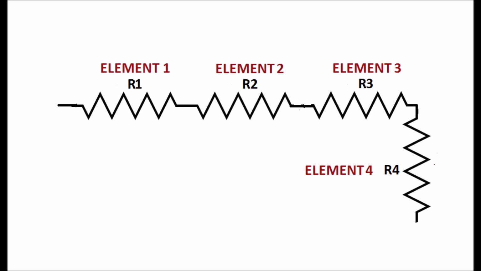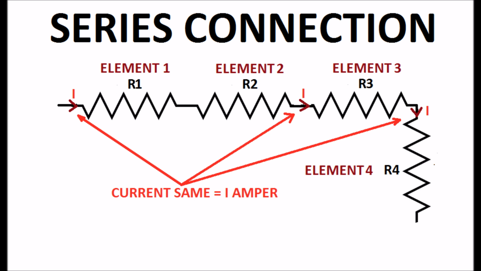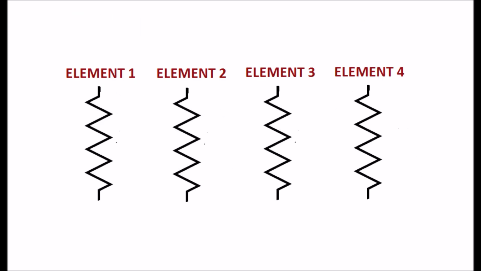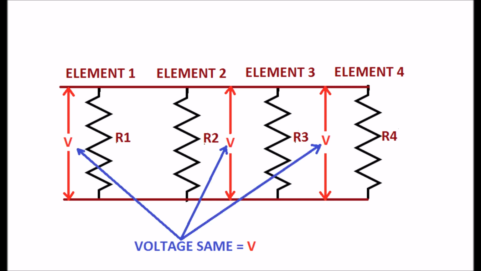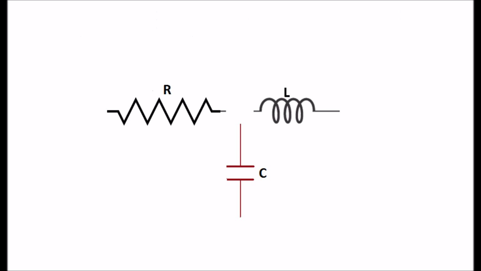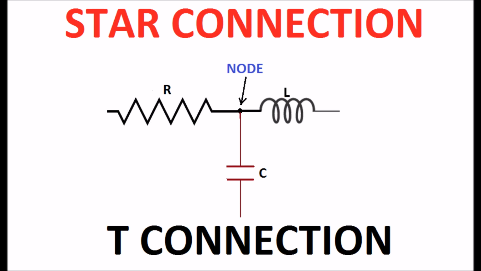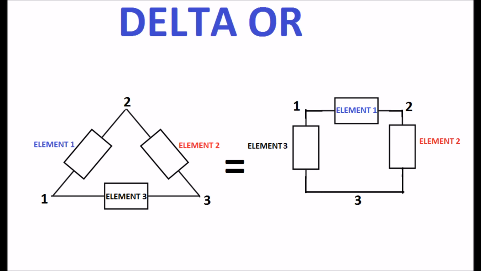Series connection: if two or more elements are connected such that the current through them is the same, then the connection is called series connection. Parallel connection: if two or more elements are connected such that the voltage across them is the same, then the connection is called parallel connection. Star connection: if three elements meet at a node, then the three elements are said to be in star connection or T connection. Delta connection: if three elements form a closed path, then they are said to be in delta connection or pi connection.